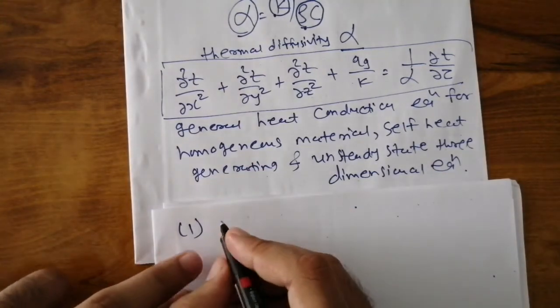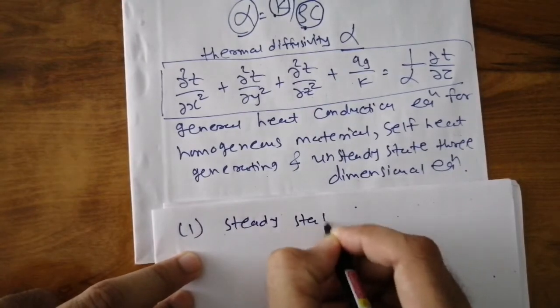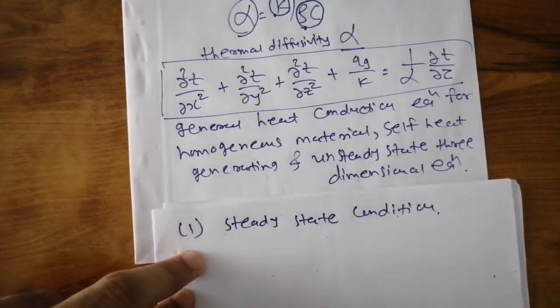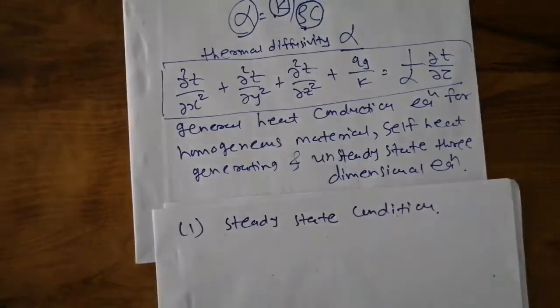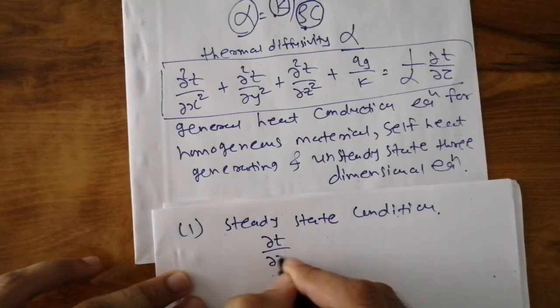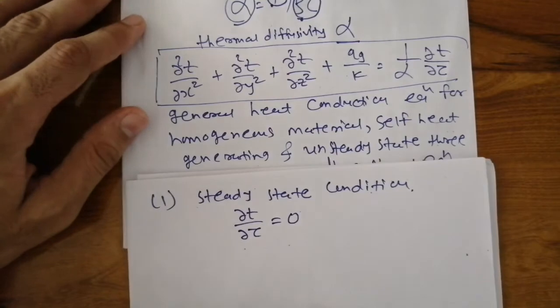Our equation is required for the steady state condition. What is the steady state condition? Steady state condition means del T by del tau is equal to 0.